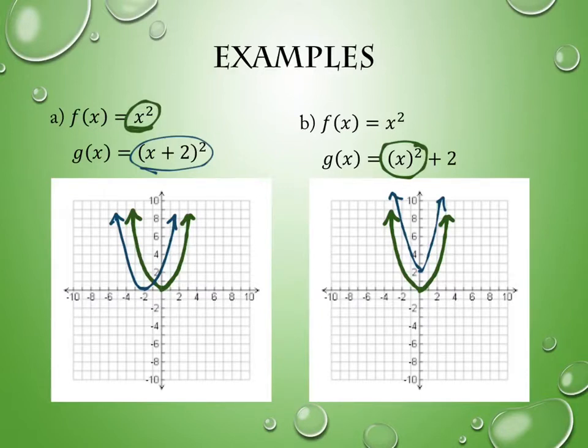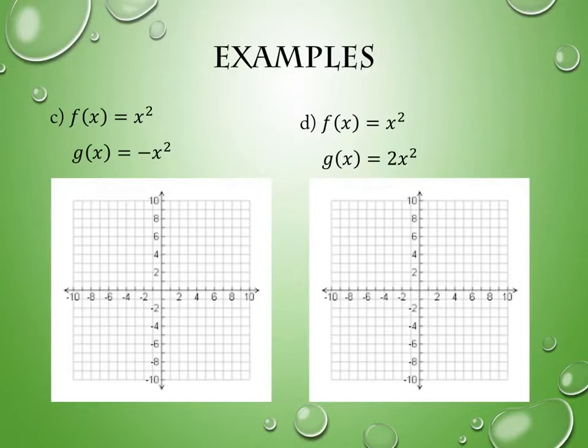Okay, we're going to explore a couple more. Again, you're leaving y1 the same every time. I want you to change y2 to say negative x squared.